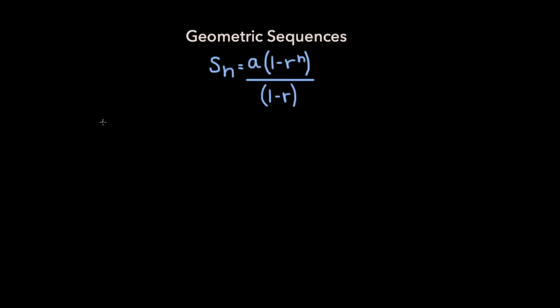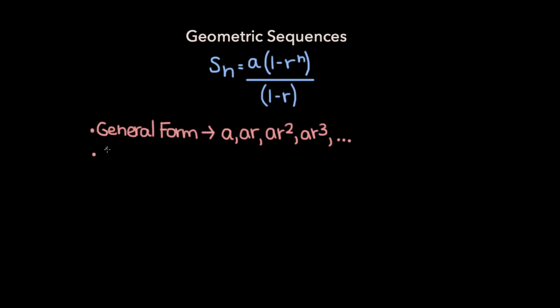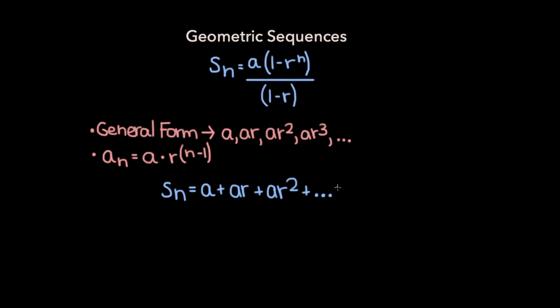that the general form for a geometric sequence is a, a times r, a times r squared, a times r cubed, and so on. And that the nth term in a geometric sequence, a sub n, is a times r to the power n minus 1. The sum of the first n terms, S sub n, then, must be equal to a plus a times r plus a times r squared, and so on, until you get to the nth term, which we established was a times r to the power n minus 1.